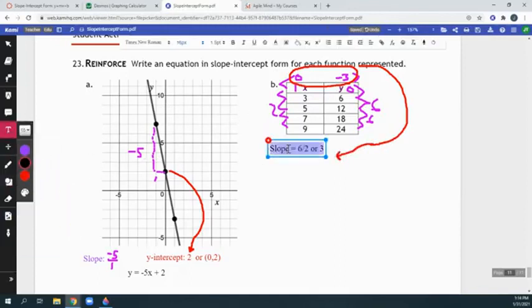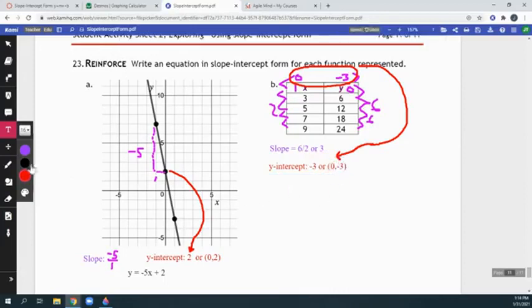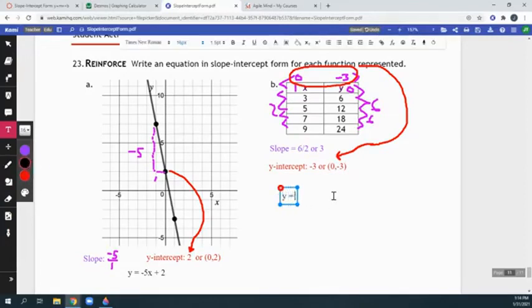Now we're going back to text. I'm going to make it back to purple because that's what we're using. And then it's intercept. So my formula should have those two numbers. y equals mx plus b turns to y equals 3x minus 3. This one's negative 3 and that one's positive 3. So here's my positive 3 and my negative 3.